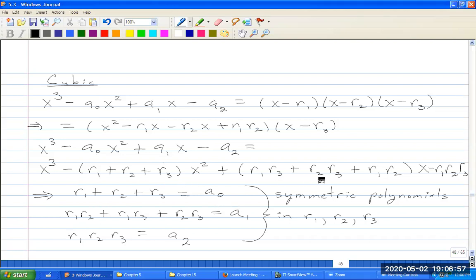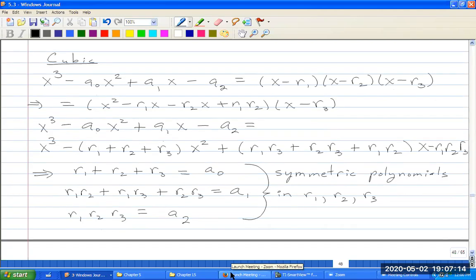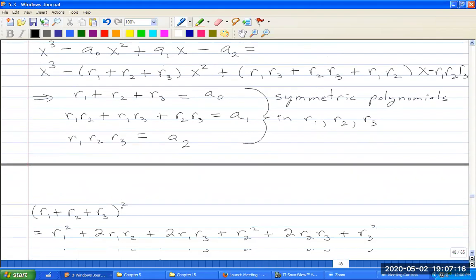R1 R3 plus R2 R3 plus R1 R2 must equal A1. And R1 R2 R3 must equal A2. Again, these are symmetric polynomials in R1, R2, and R3. Elementary symmetric polynomials, actually.